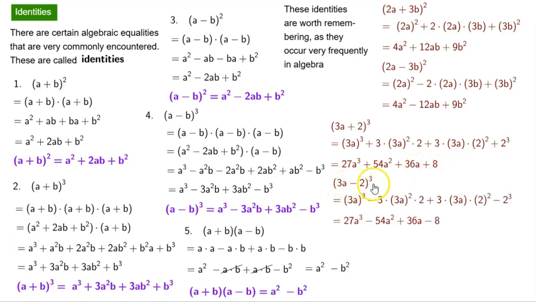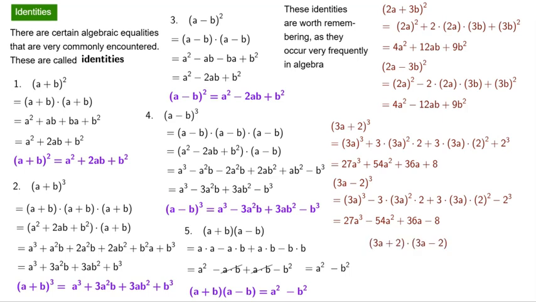Then we have 3A minus 2 cube. The difference is the signs will alternate. 3A cube minus 3 times 3A square times 2 plus 3 times 3A times 2 square minus 2 cube, which gives us 27A cube minus 54A square plus 36A minus 8.